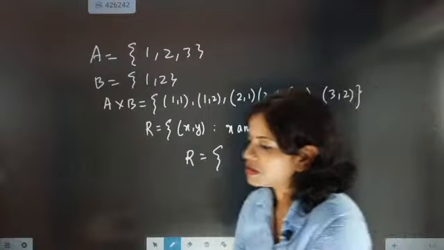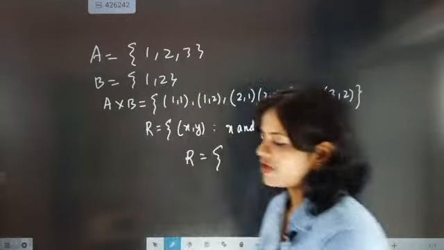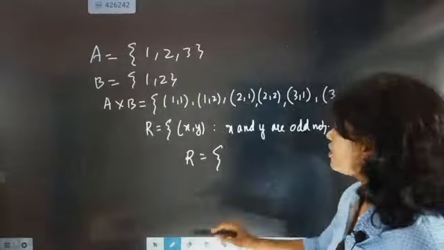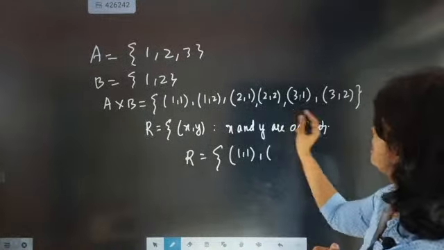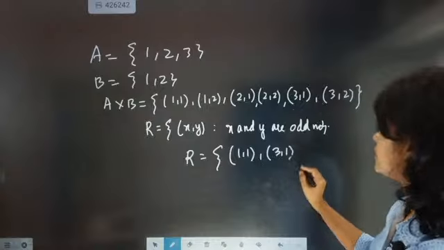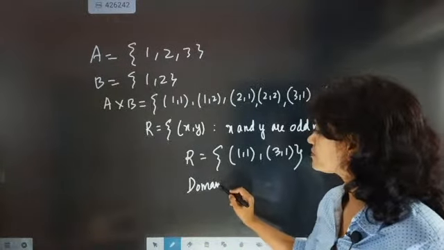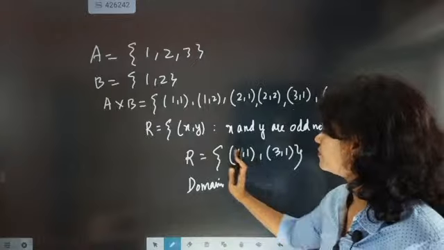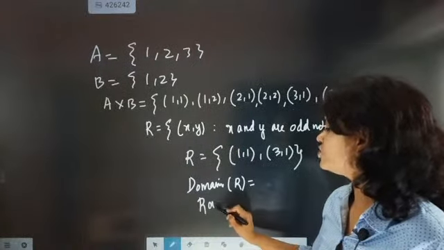Both are odd. Okay. (1, 1), (3, 1). Fine. Let's check this one out. 1, 1: both are odd numbers. 1, 1, 3, 1. Absolute. Now find the domain of R, and find the range of R.